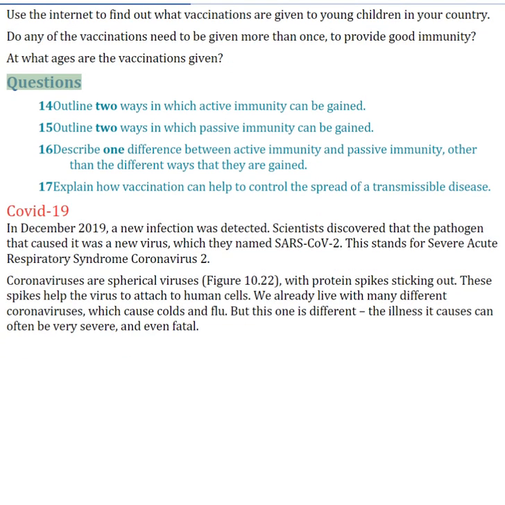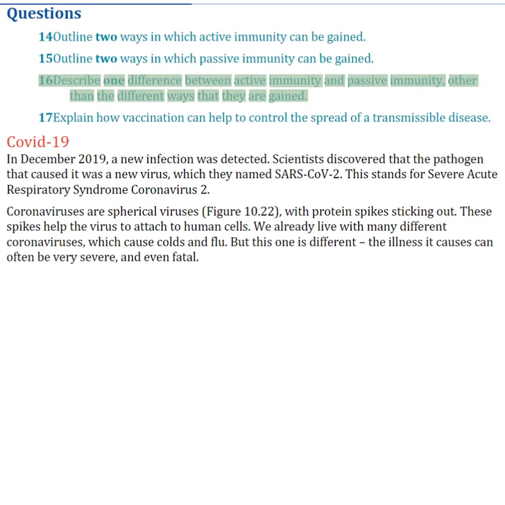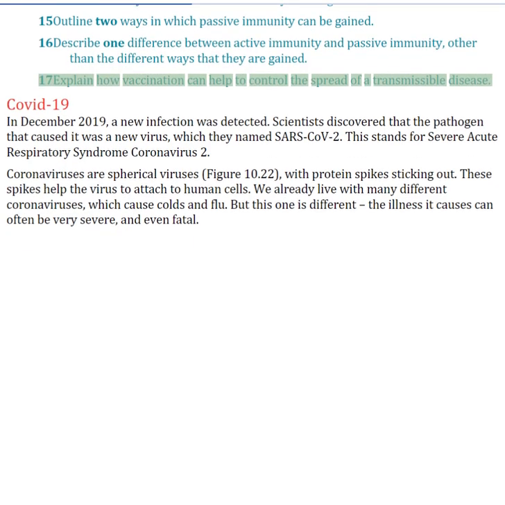Questions. 14. Outline 2 ways in which active immunity can be gained. 15. Outline 2 ways in which passive immunity can be gained. 16. Describe one difference between active immunity and passive immunity, other than the different ways that they are gained. 17. Explain how vaccination can help to control the spread of a transmissible disease.